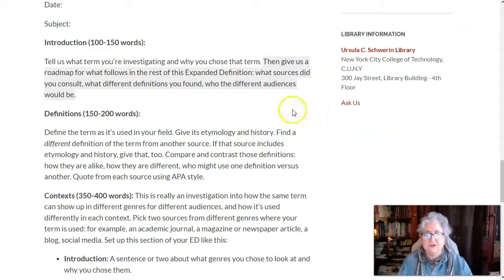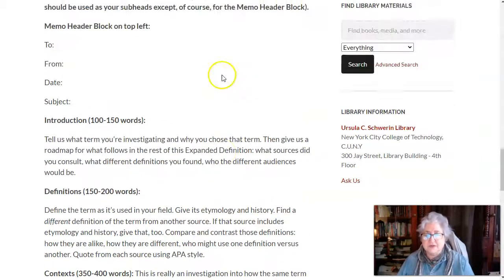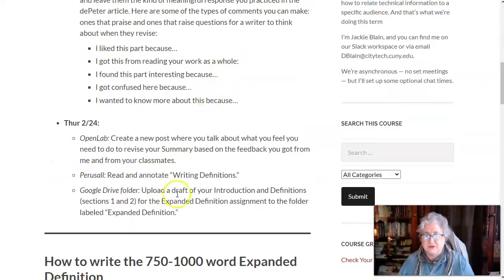But for most of us, the normal way to do things is to say, this is the word I'm using, this is why I chose it, and here are the definitions and the etymology and history. Right. So that's what's due, and that is what is due on Thursday the 24th, which is a week from. Like I said, I'm doing this on Thursday the 17th, so it's due end of the day on the 24th, which is a week from today.